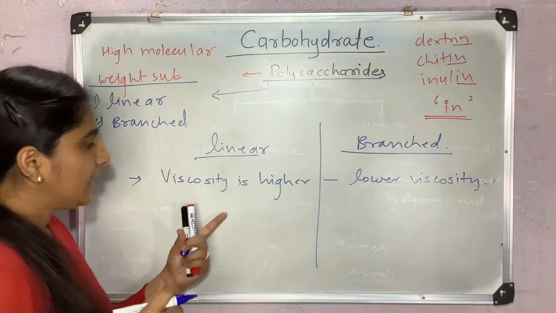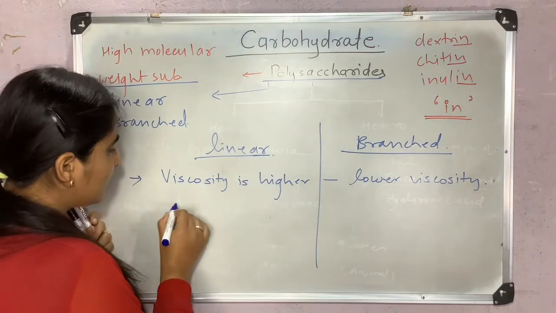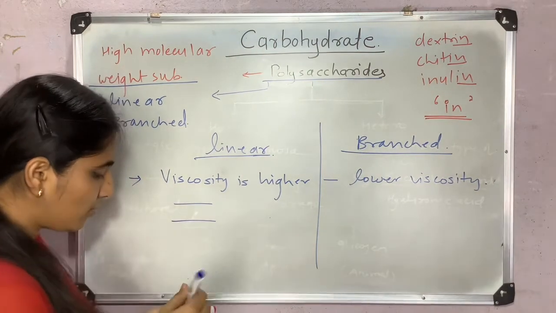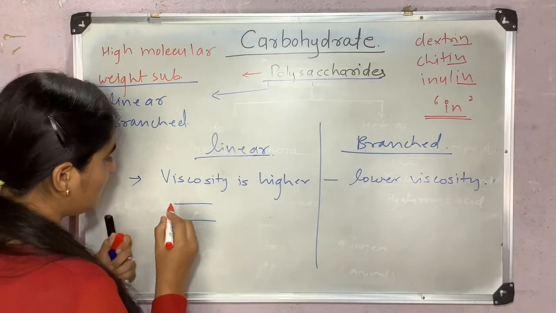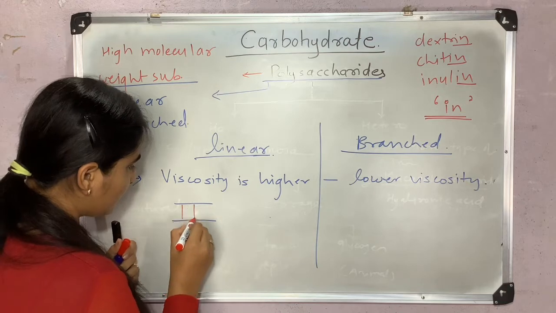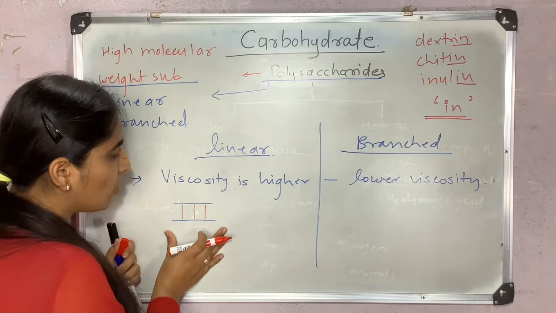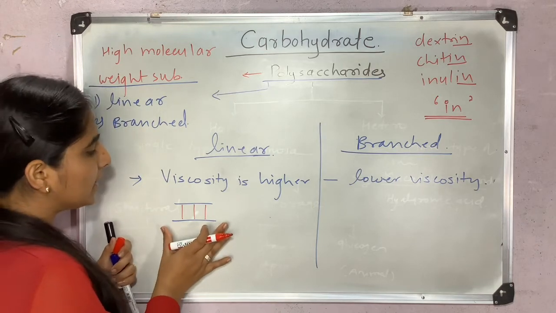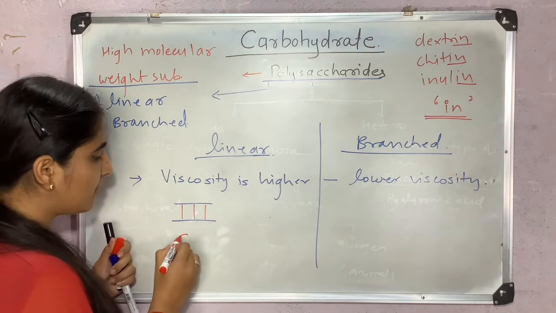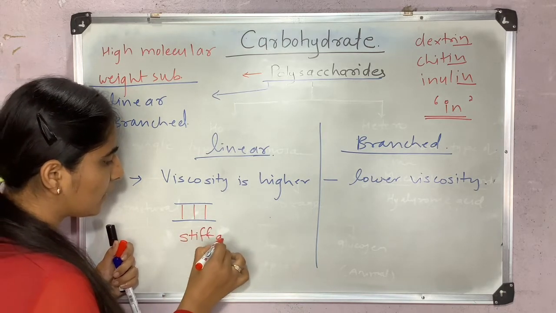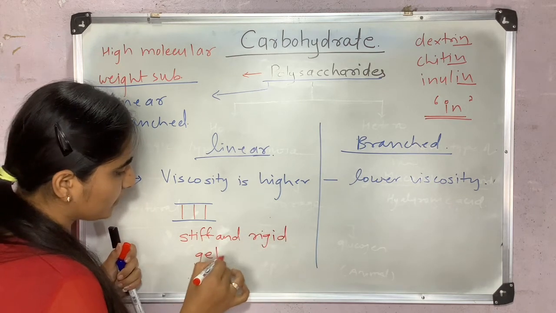because in linear polysaccharides there is hydrogen bonding between two parallel polysaccharides. See, this is hydrogen bonding, and therefore there is more micelle formation and more intramolecular hydrogen bonding, and therefore a stiff and rigid gel is formed.